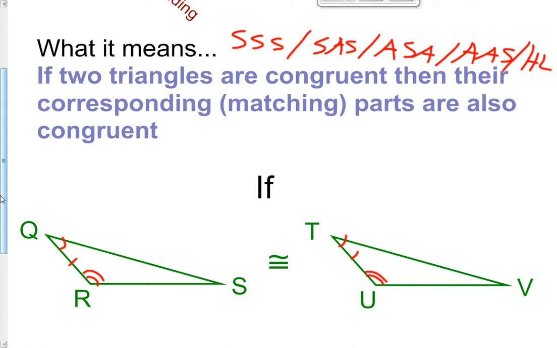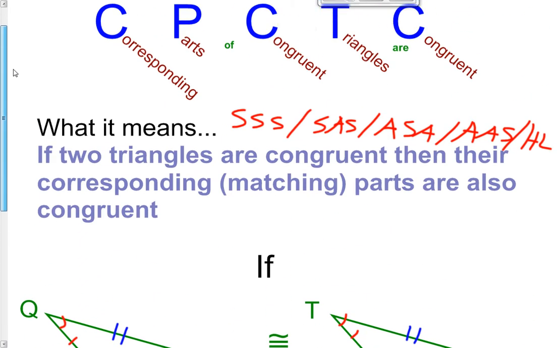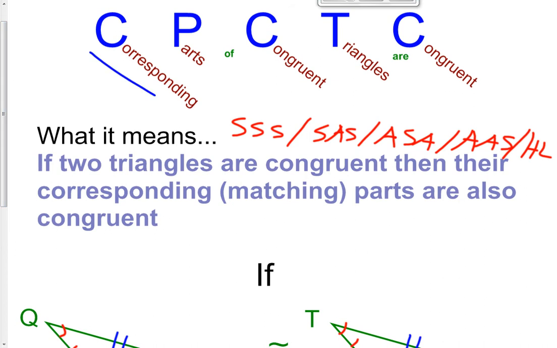So now we can make the extra step and say, well, if the two triangles are congruent, then S has to be congruent to V. If these two triangles are congruent, then QS has to be congruent to TV. And if the two triangles are congruent, then RS is congruent to UV. So that's what CPCTC says, is that if two triangles are congruent, then their corresponding parts are also congruent.